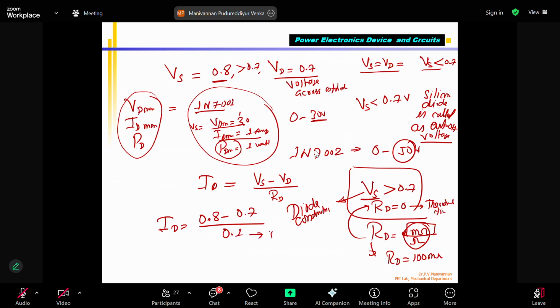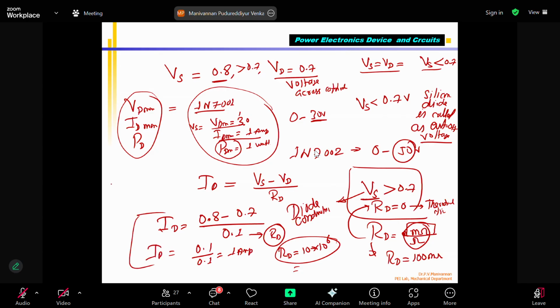This is my RD for the given diode in the conducting state. In the non-conducting state, when the voltage is less than 0.7, I already told you RD may be 10 to the power 6 ohms. In this case, the current will be 0 because the diode is not conducting, because the resistance prevents current flow. In the conducting state, it is 0.1 divided by 0.1, so my current will be 1 amp. That is the diode current ID.